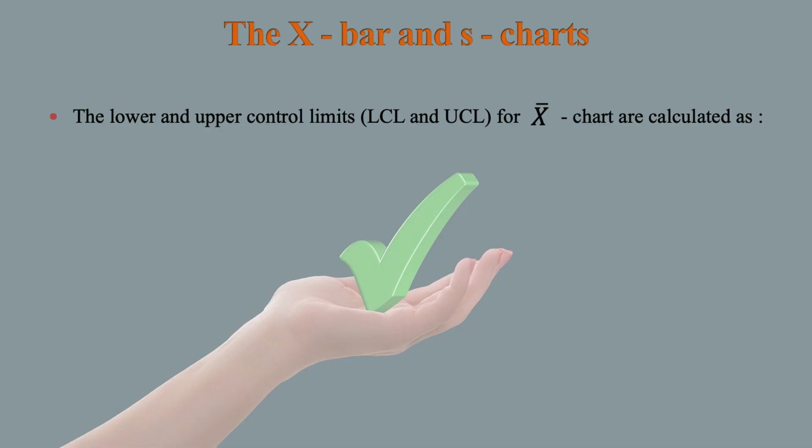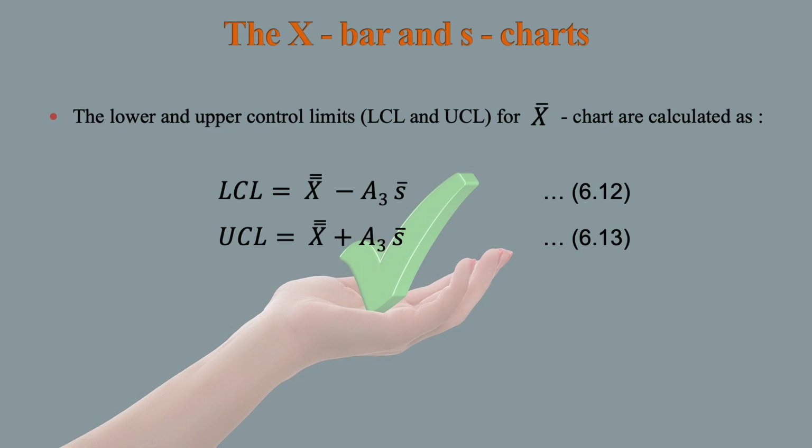X bar and S chart. The lower and upper control limits, that is LCL and UCL for X bar chart, are calculated as LCL equal to x double bar minus A3 S bar and UCL is equal to x double bar plus A3 S bar, where S bar is equal to summation of S divided by K.